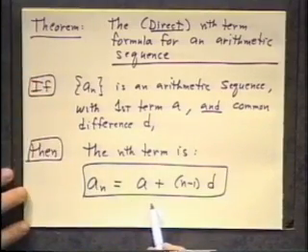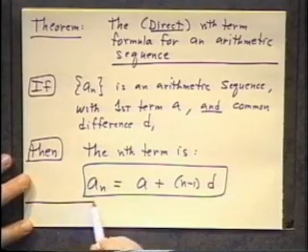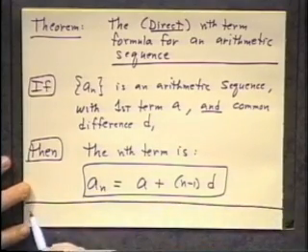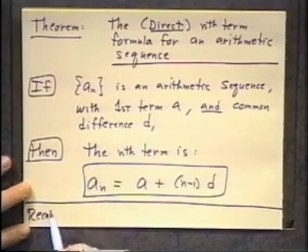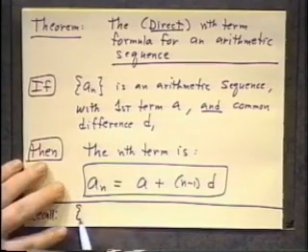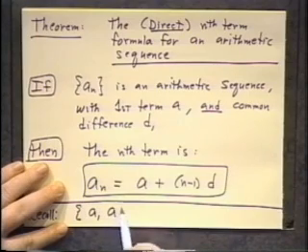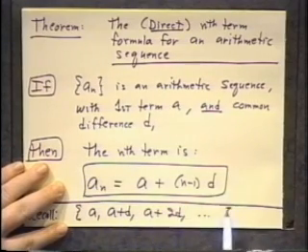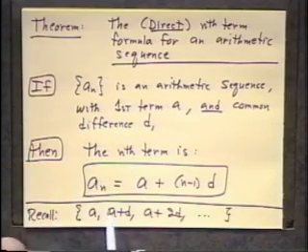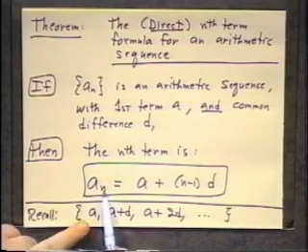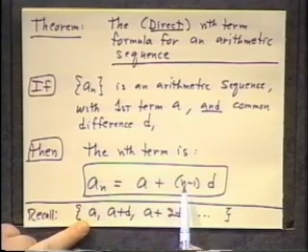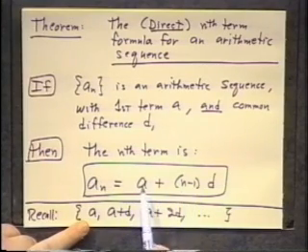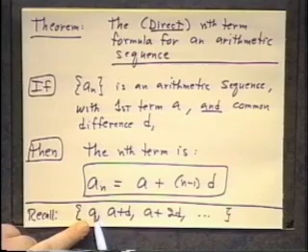I won't prove this, but if you remember how the sequence went, just recall what the sequence looks like: A, A plus D, A plus 2D, etc. And then think about what it means here. If you want a sub 1, then you put a 1 in for n, that makes this 0, you just get A, and that's what you have here, the first A.